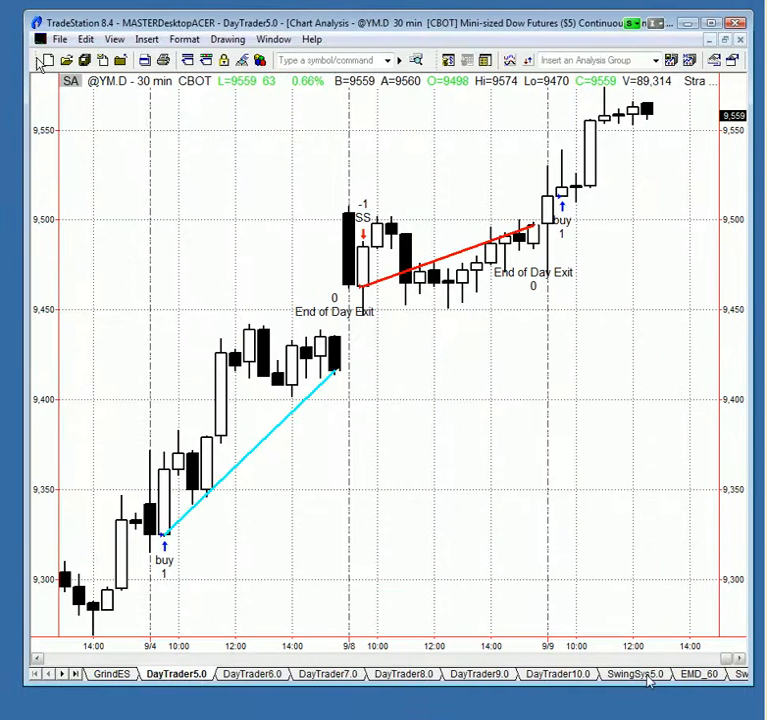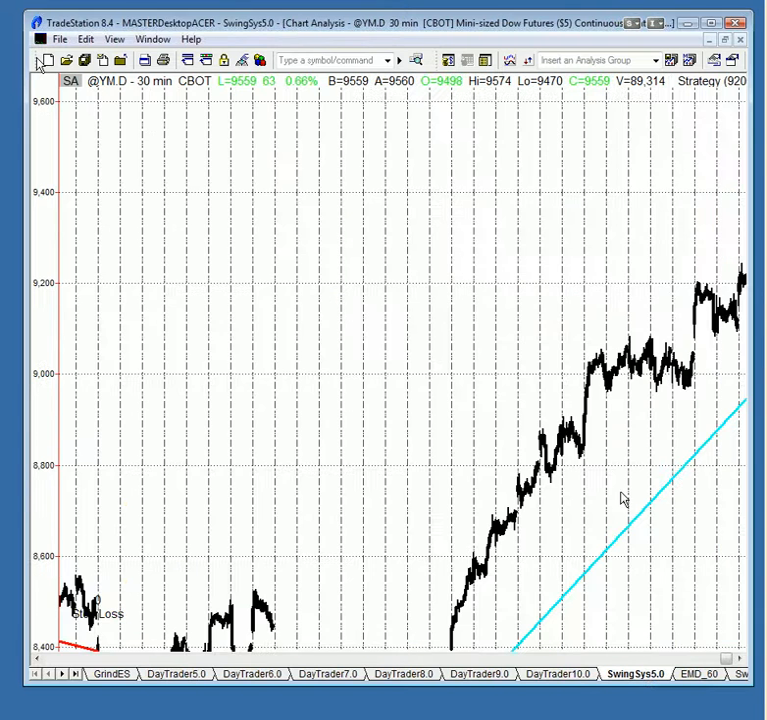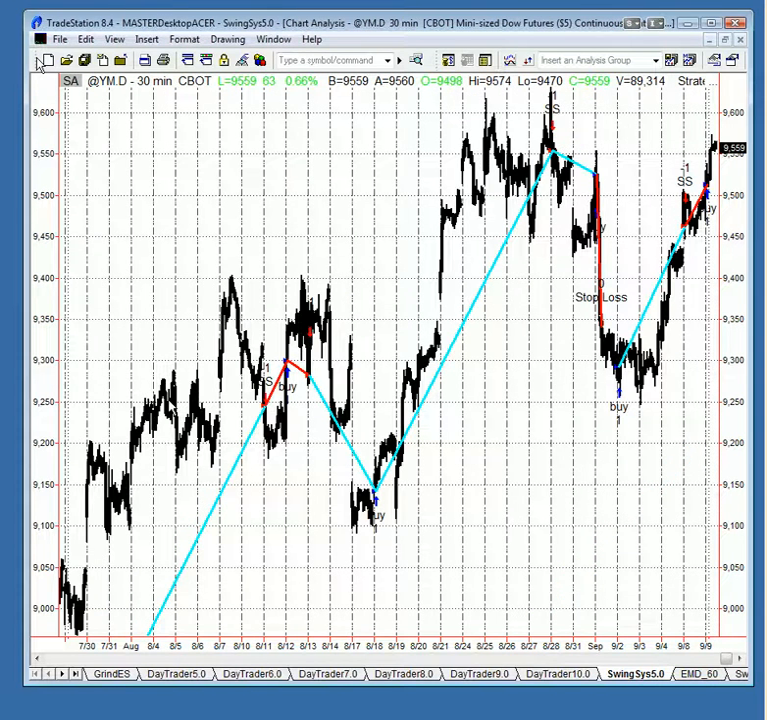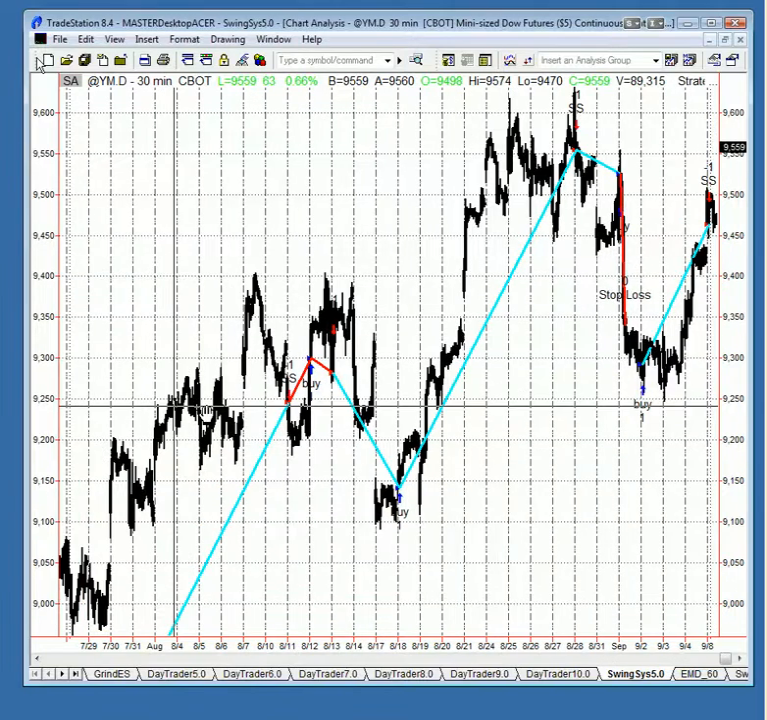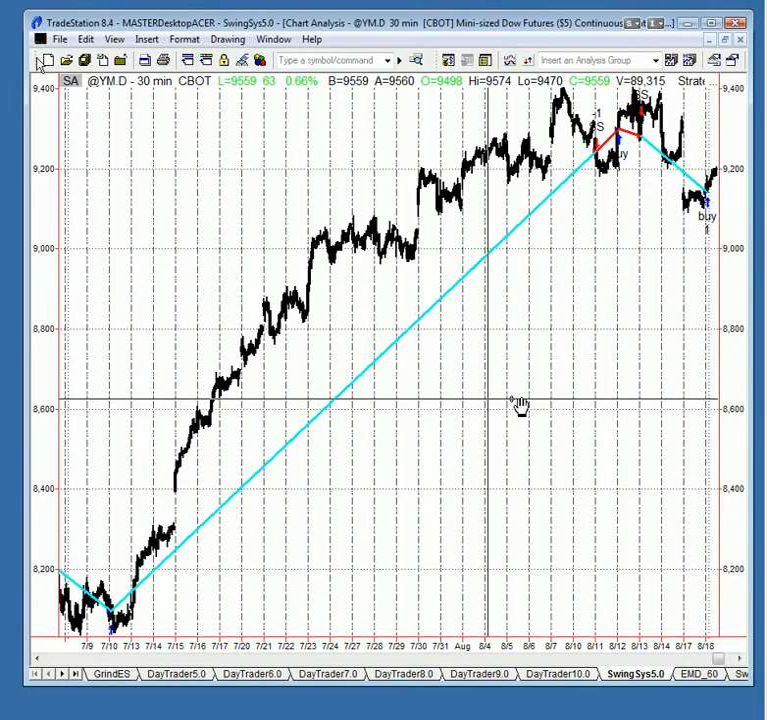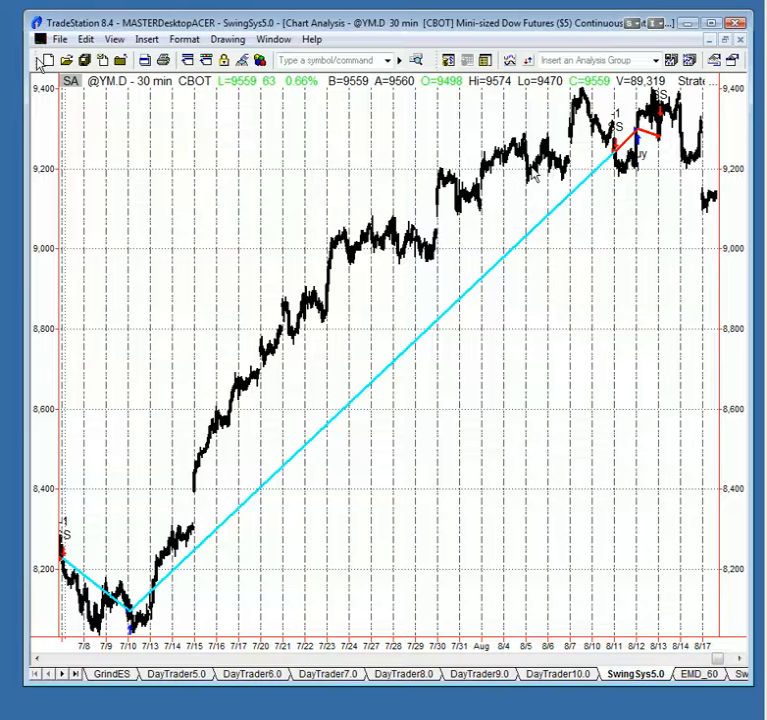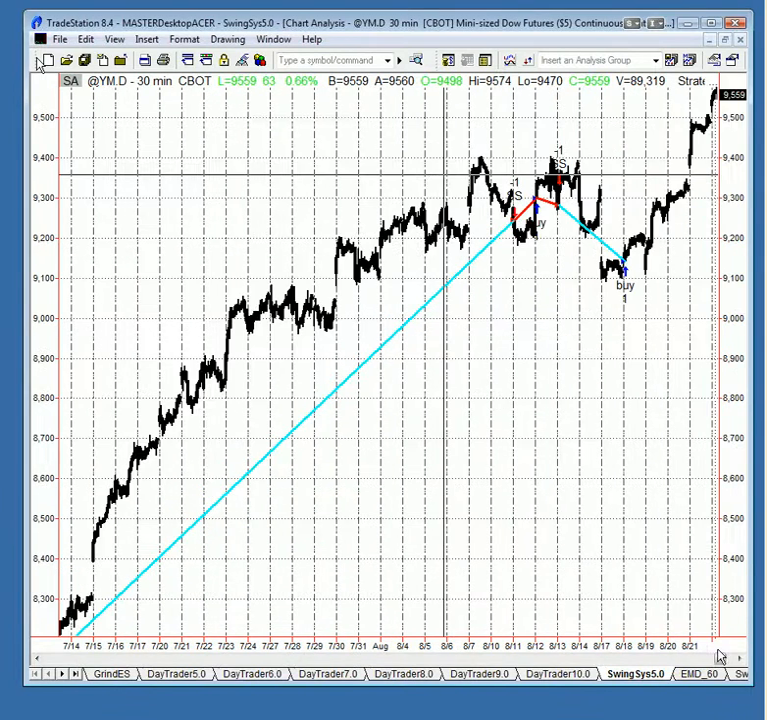Wanted to look at our Swing System 5.0. As you can see, this system is amazing. Look at the winners that it's had. Look at that winner. Look at that winner. From 8,100 to 9,300, an 1,100 point gain for our Swing System 5.0, which trades the Dow contract.